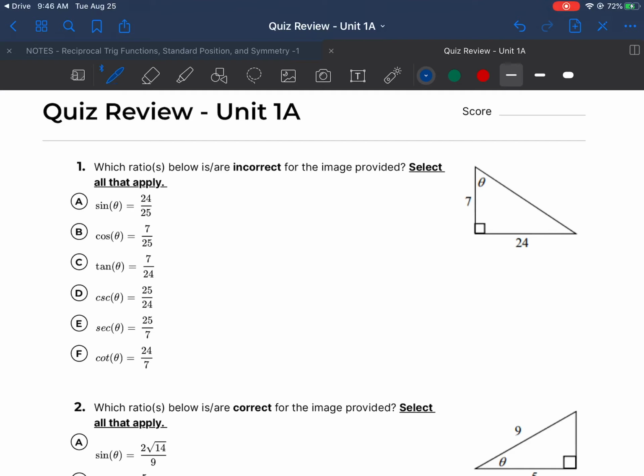In problem number 1 here, we want to determine which ratio or ratios below are incorrect for the image provided. We want to select all that apply, so that means it's possible there could be more than one ratio that's incorrect.